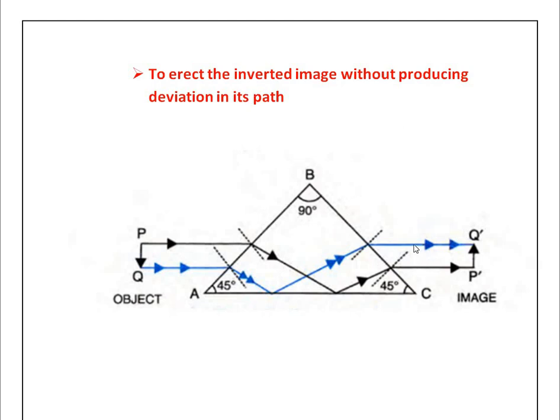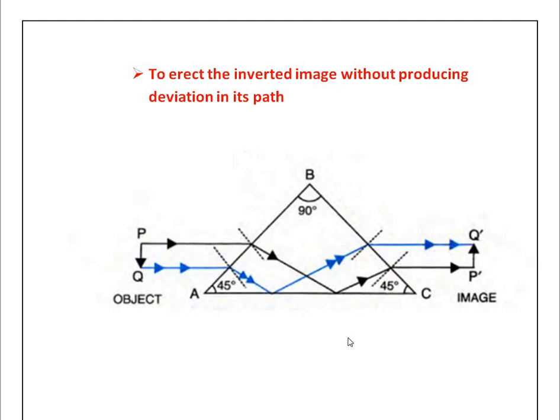The beam inside the prism now strikes the surface BC, and after striking the surface BC at an angle of incidence which is less than the critical angle, it suffers refraction from glass to air. So here, as the light is coming from glass and going into the air, it bends away from the normal and the beam emerges parallel to the surface AC.